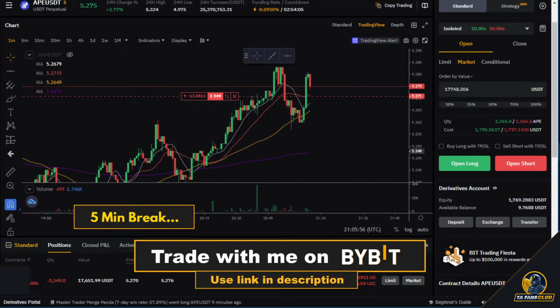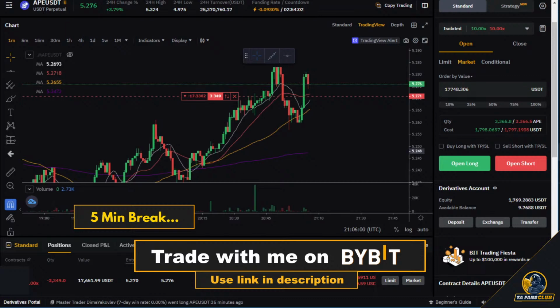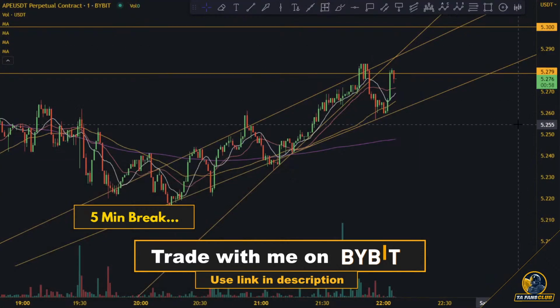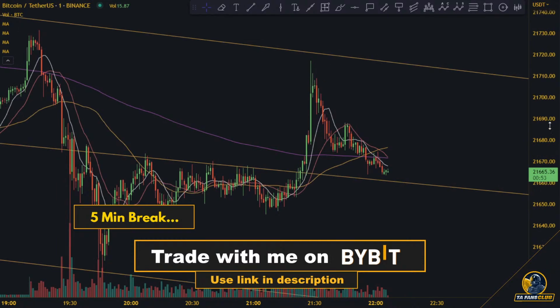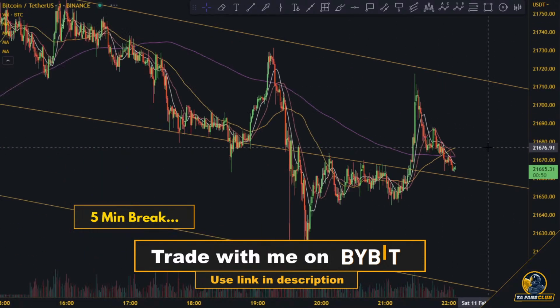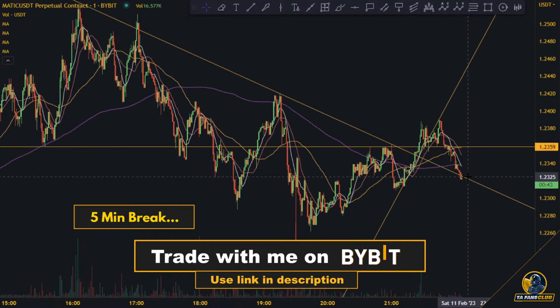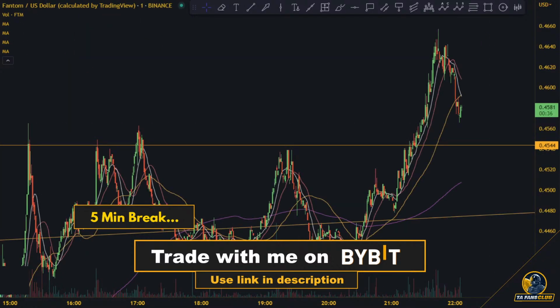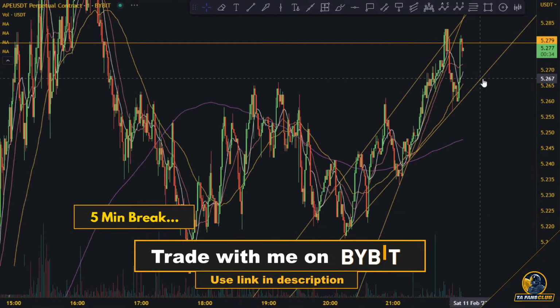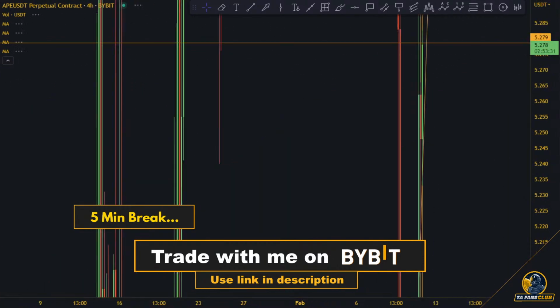What's happening, guys? Retest. Maybe. Bitcoin is still pulling down towards the support levels. Matic is pulling down inside the channel up here, or retesting the channel, but it's going down. Phantom is pulling down as well. There is no reason why we should pump up here. We are at resistance.